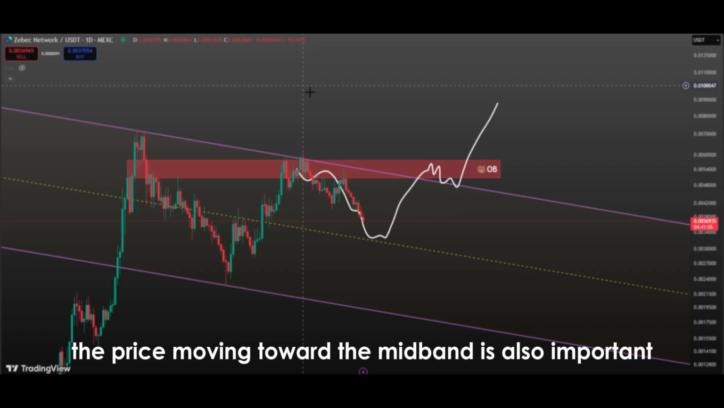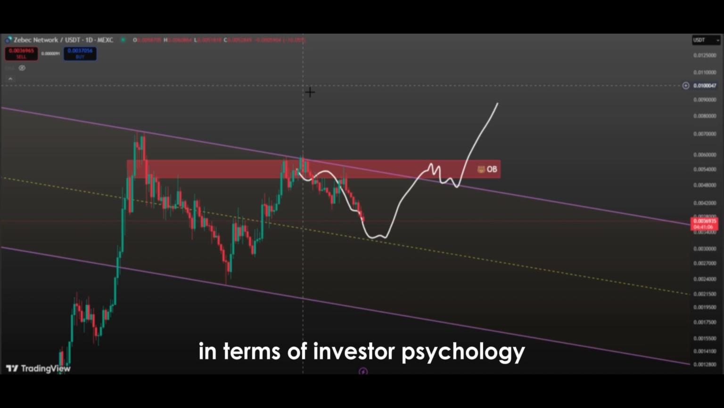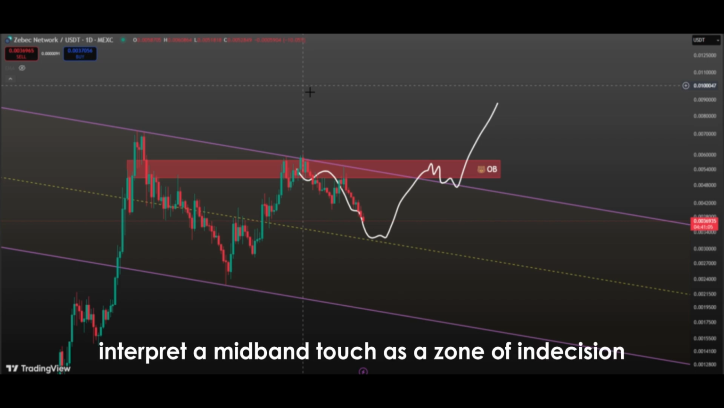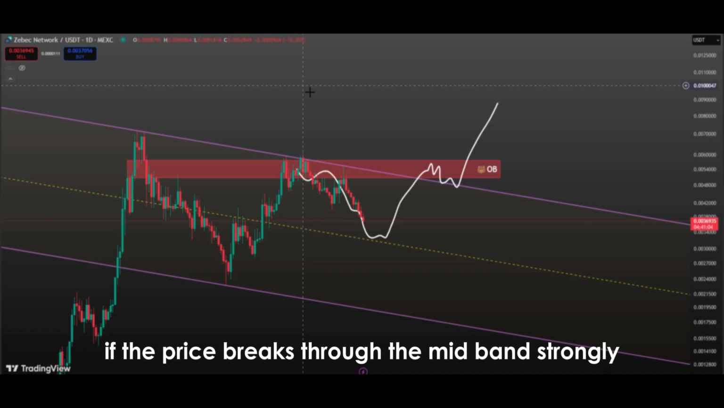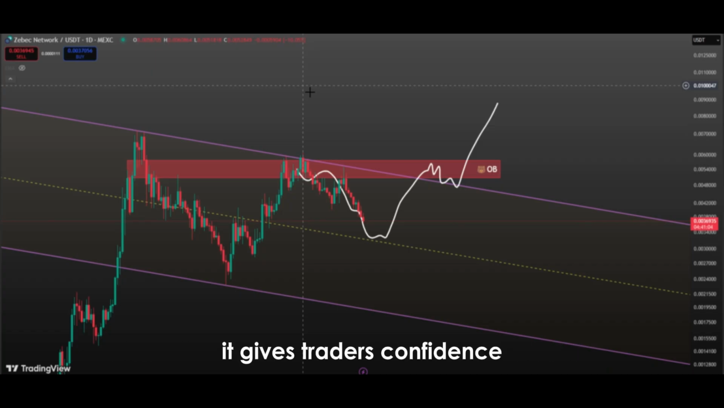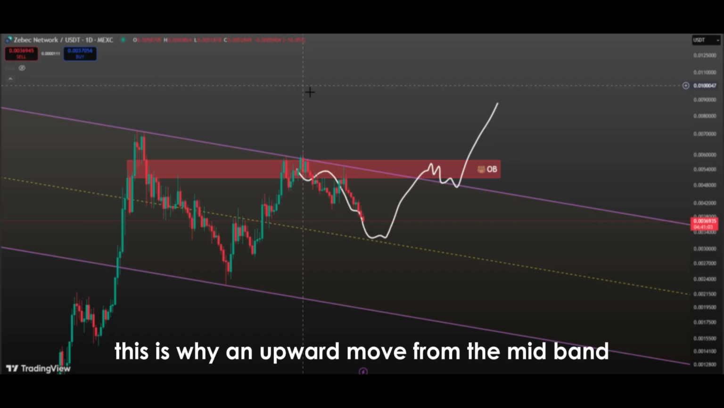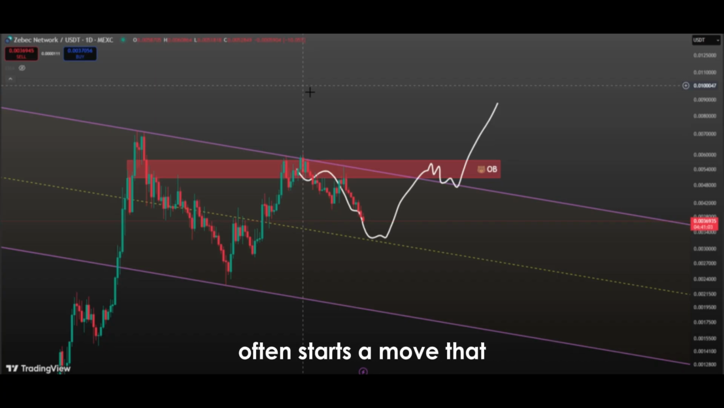The price moving toward the midband is also important in terms of investor psychology, because many traders interpret a midband touch as a zone of indecision. At that point, the price must determine its direction. If the price breaks through the midband strongly, it gives traders confidence and leads to increased buying. This is why an upward move from the midband often starts a move that continues up to the upper band.